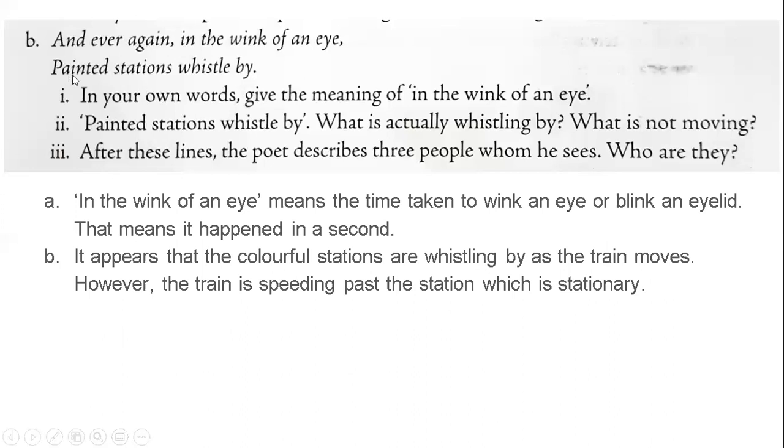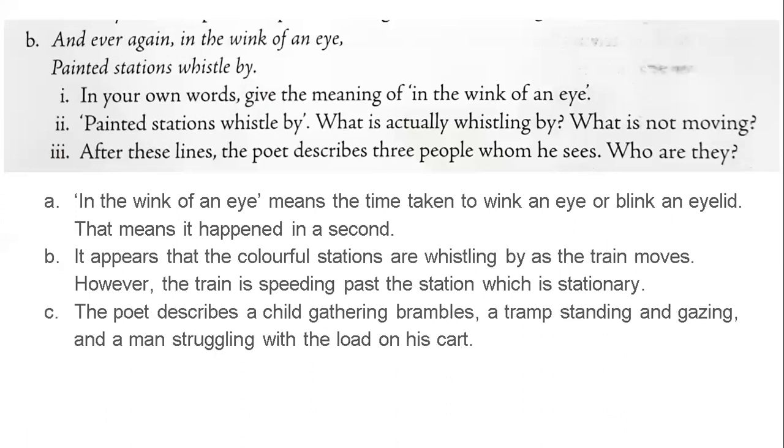Even though the poet is saying painted stations whistle by, because he is in the train and for him it seems like the stations are whistling by, but the stations are not whistling by. What's actually happening is the train is whistling by. The station is in one place, it's stationary. The third one, the poet describes a child gathering brambles, a tramp standing and gazing, and a man struggling with the load on his cart.